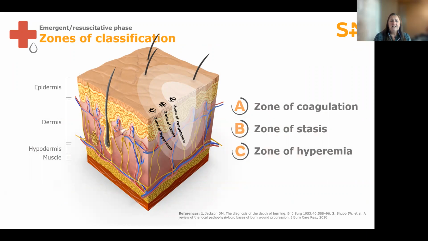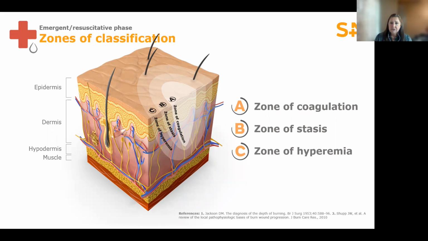So the zones of classification are important to us, and I'm going to skip from A to C and talk about the zone of coagulation, what I call ground zero. That's the area that has received the most amount of damage. This is full tissue death and requires debridement and grafting. C is that outer ring, and this is the zone of hyperemia. Think about that sunburn. This is the area with the least amount of damage and has the ability to heal.